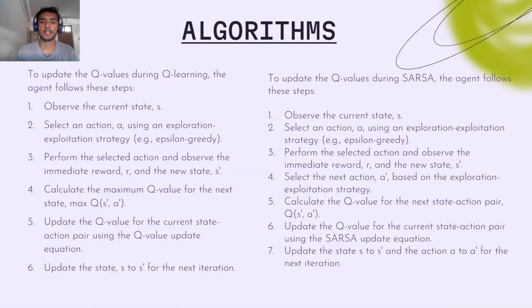I'll now be explaining the algorithms used in this program, that is Q-learning and SARSA. They are pretty similar except for the tail end, where the reward assigning is a bit different. I'll start with Q-learning. To update the Q values during Q-learning, the agent follows the following steps.